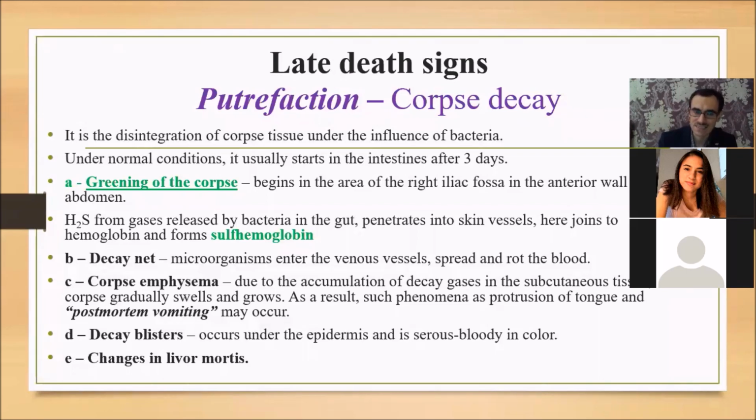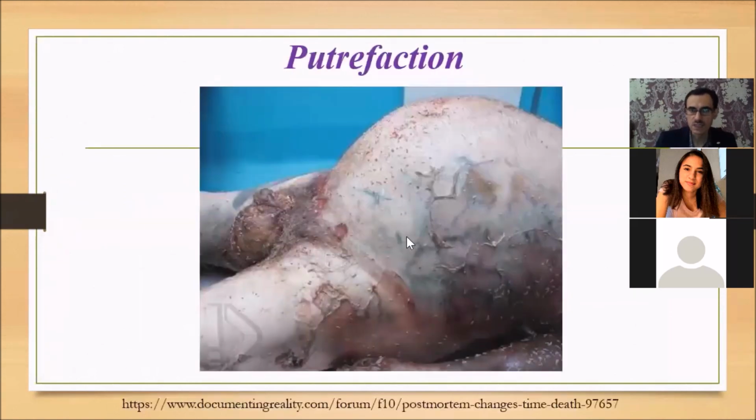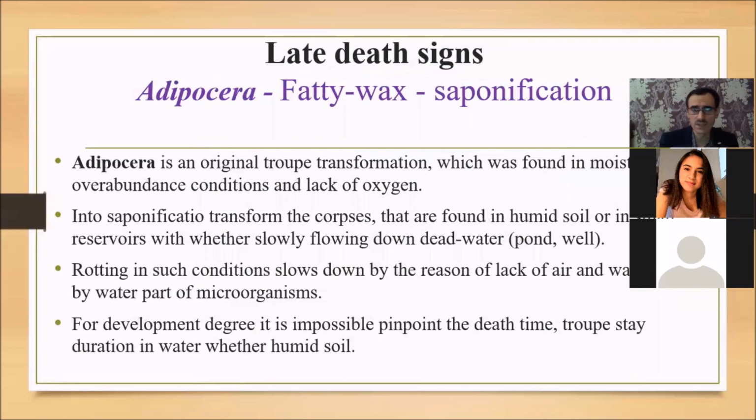Then blisters occur under the epidermis, filled with serous bloody fluid, and there is a change in livor mortis. Here you see the putrefaction of the corpse. You see here the green color in the veins. You will mainly discuss this process in forensic medicine, but we also teach you another one, adipocere.